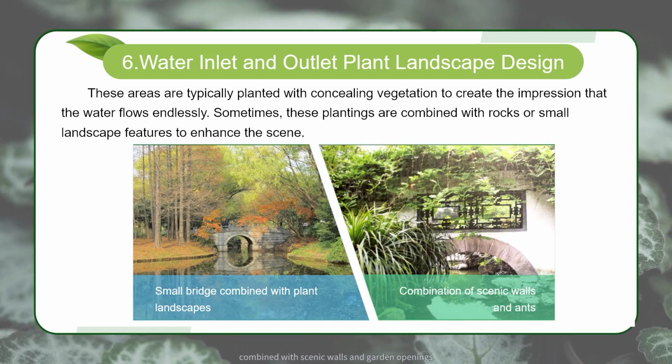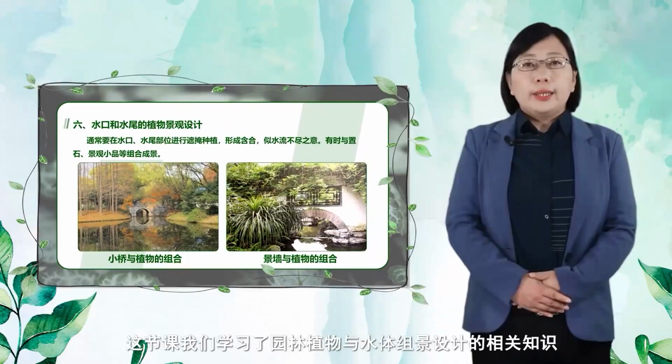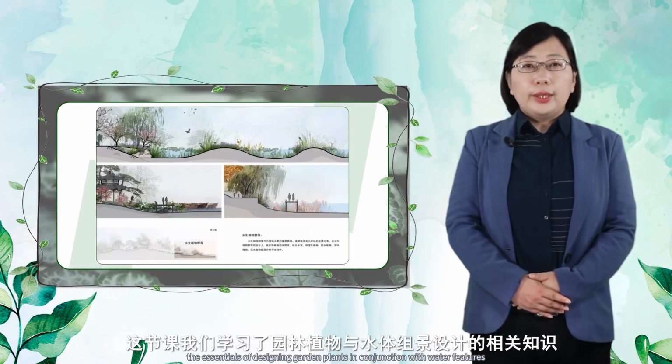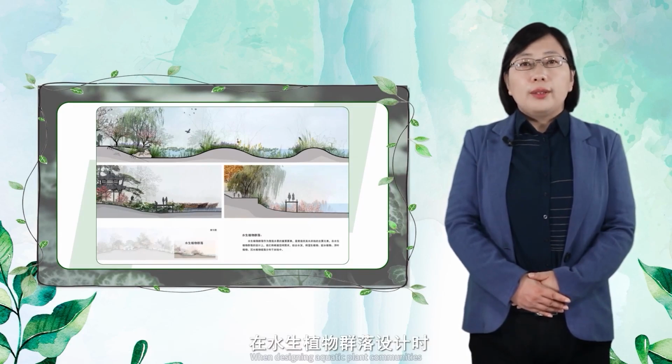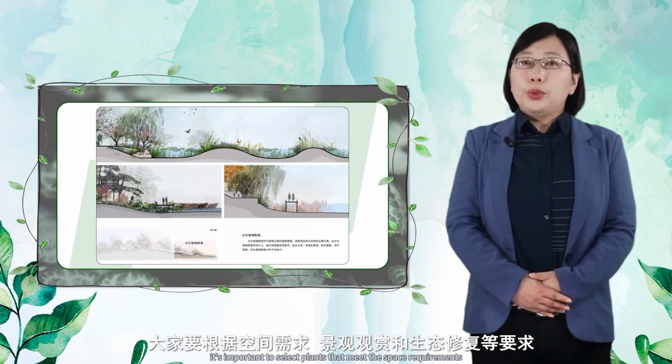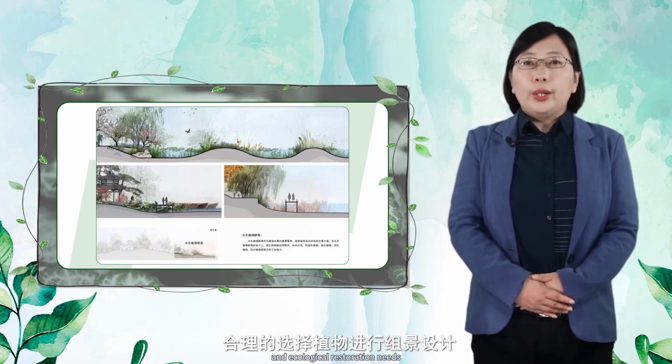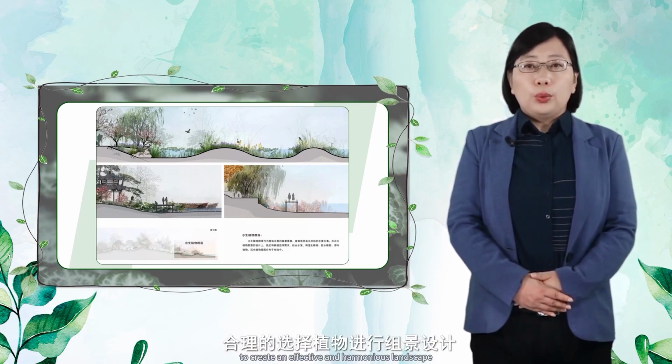Tree clusters, combined with scenic walls and garden openings, can give the illusion that water is continuously flowing in and out from beyond the garden walls. In this lesson, we've covered the essentials of designing garden plants in conjunction with water features. When designing aquatic plant communities, it's important to select plants that meet the space requirements, aesthetic goals, and ecological restoration needs to create an effective and harmonious landscape.